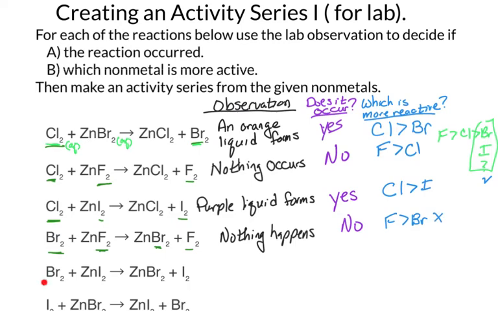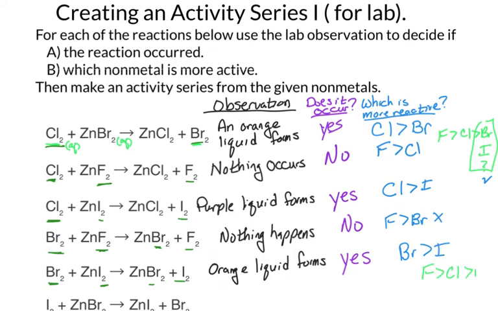And we see here we have bromine with zinc iodide creates zinc bromide and iodine. And when we do the reaction, we see an orange-colored liquid. That tells us that the reaction occurred, and so that means that bromine is above iodine. And so now we know our activity series is fluorine above chlorine, above bromine, above iodine. And so the most active one is fluorine, and the least active is iodine, as we know already because we taught you that, but I wanted to show you how you could do it with lab information.